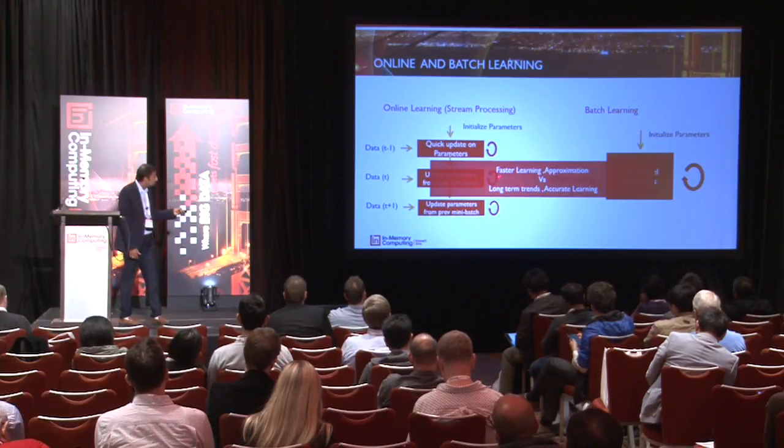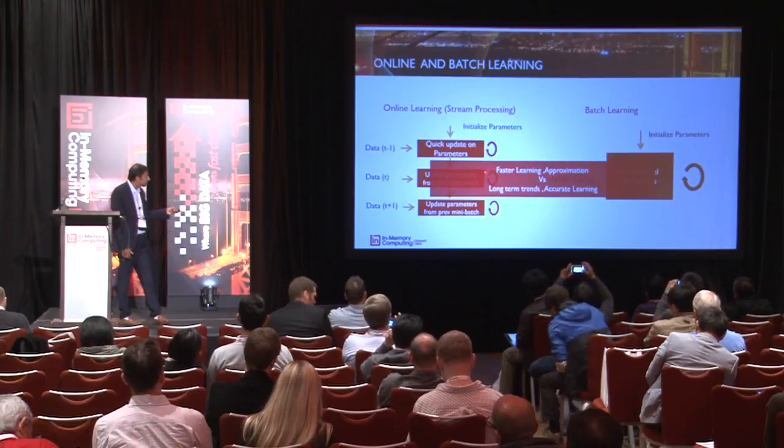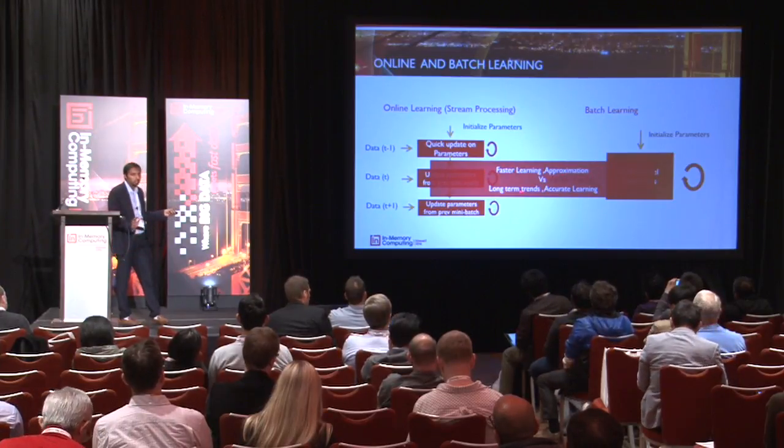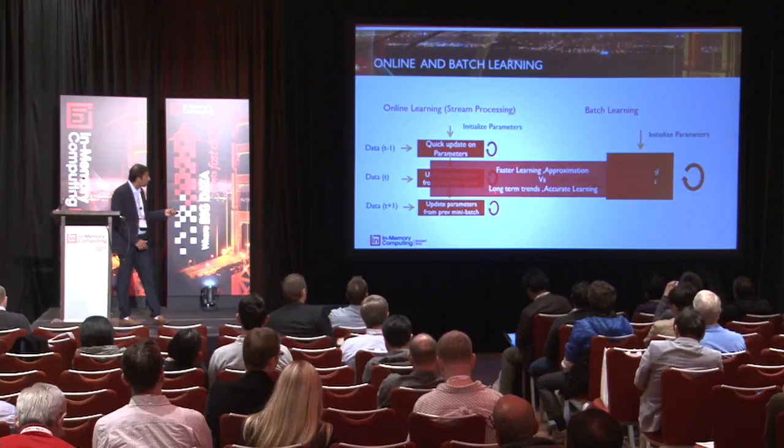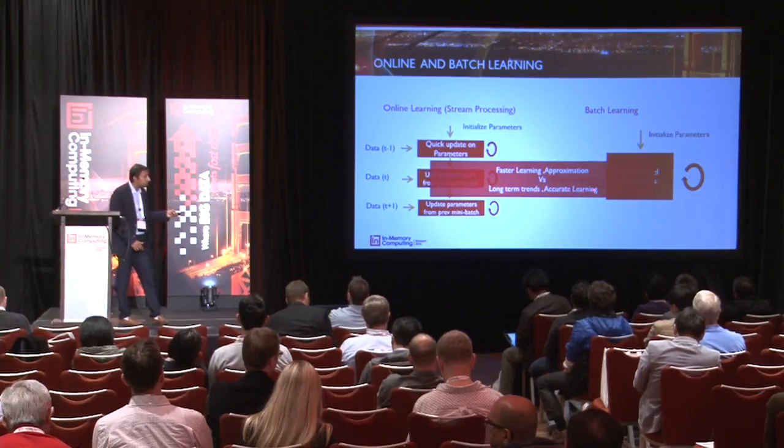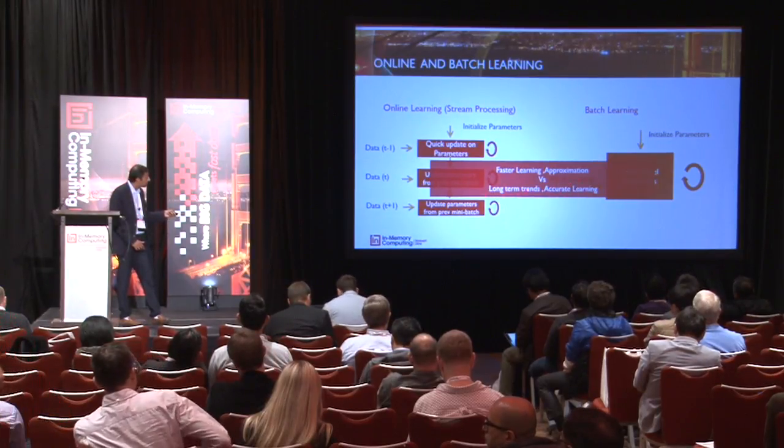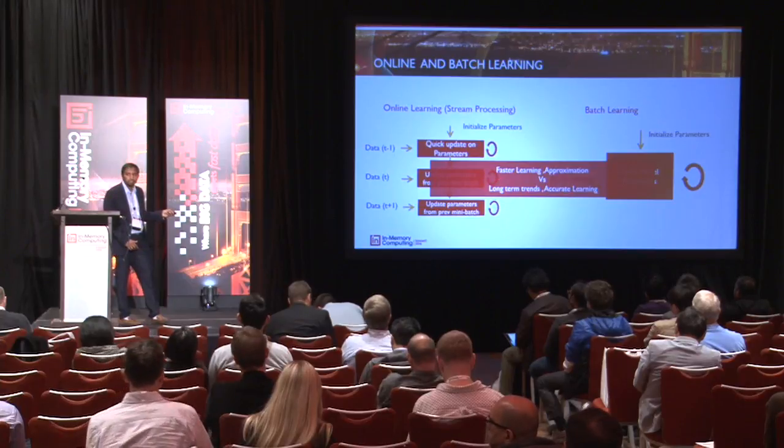But what the streaming is providing is fast learning and approximate learning. And what the batch layer is giving you is a more accurate model, and it's also capturing some kind of long-term trends as well.